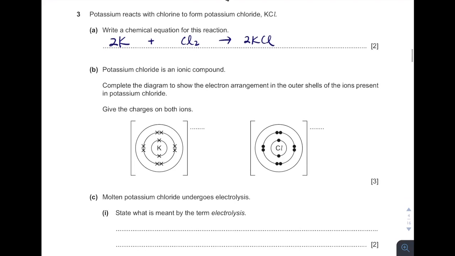Then you are asked to draw the electron arrangement. Potassium initially is 2, 8, 8, 1. It loses one electron to form K+ with 2, 8, 8. So you just continue with crosses, 8 electrons, with a charge of positive 1. Cl initially was 2, 7, so it gains one electron to form 2, 8, 8. The symbol for the electrons of chlorine is a dot, so initially it has 7 dots, 7 valence electrons. It gains 1 electron from potassium, so there will be 1 cross, with the charge of negative 1.